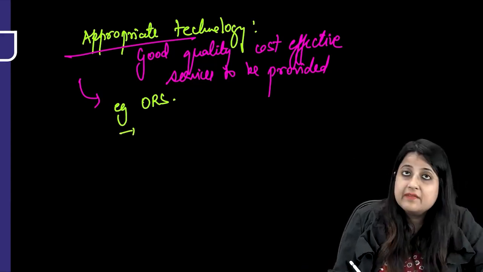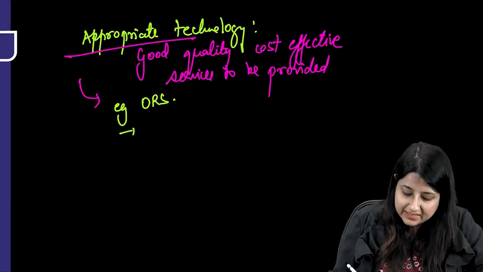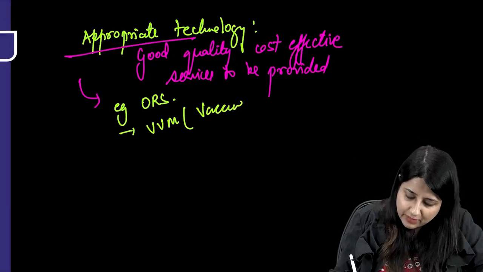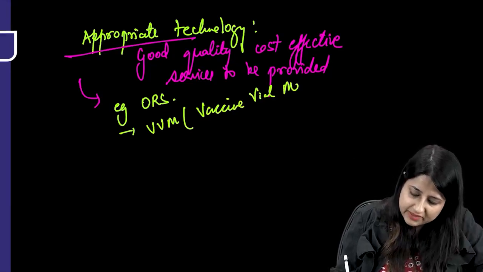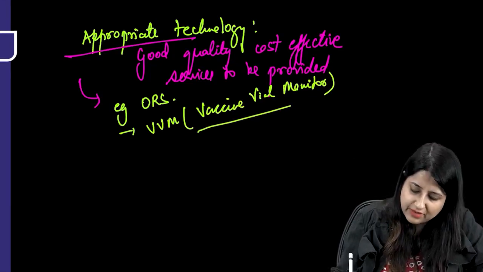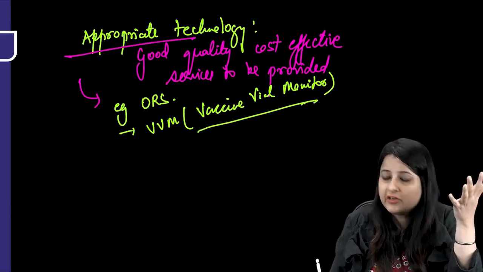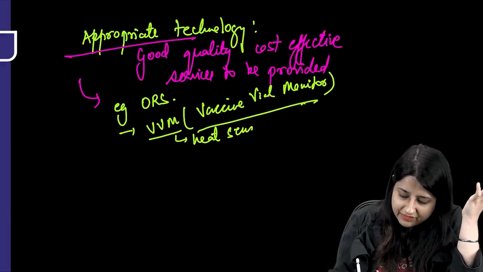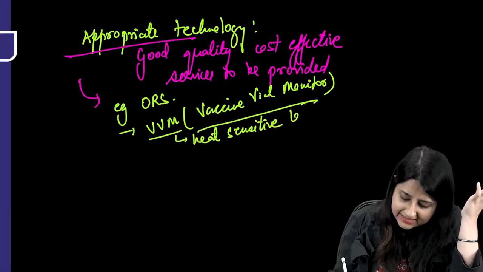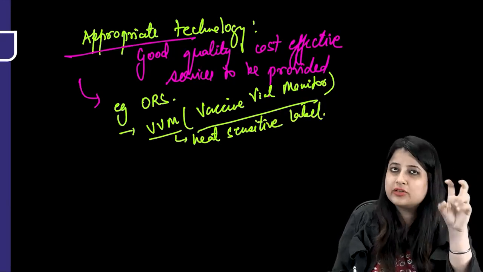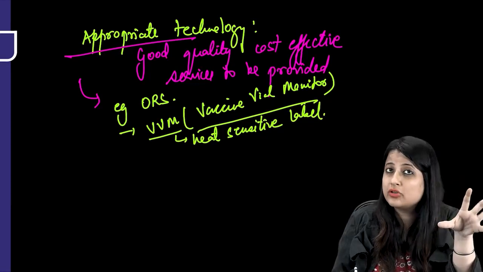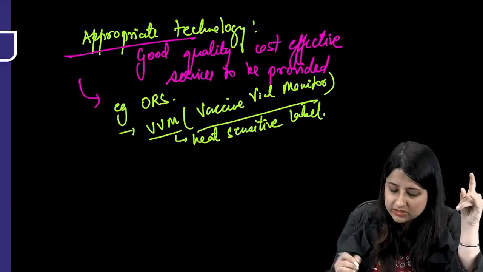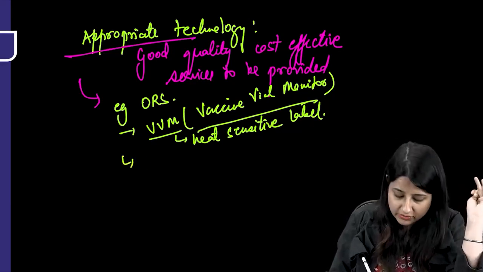All right, then a very important example of appropriate technology which comes in our exam is VVM, vaccine vial monitor. Now vaccine vial monitor checks whether the potency of the vaccine has been damaged by heat or not. Now, this vaccine vial monitor is simply a heat sensitive label, which is placed on the body, on the neck of the ampule or on the cap. It's not some hi-fi laboratory technique. So this is an example of appropriate technology.